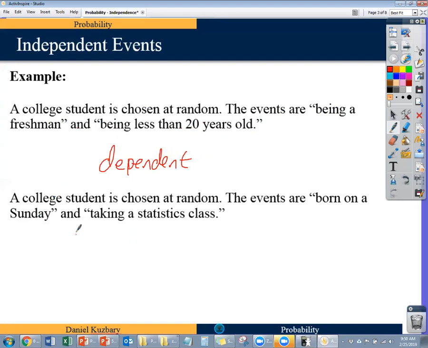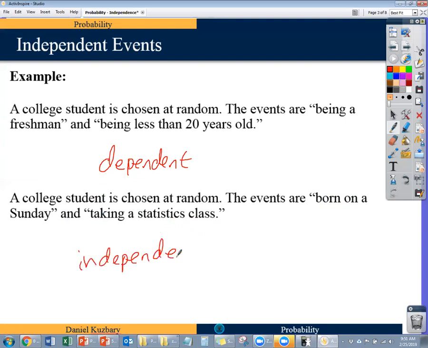Now here's another one. We're picking a college student at random. The two events are the student being born on a Sunday and taking a statistics class. So the question we should ask is, if we know they're in the stats class, does that affect the chance that they were born on Sunday? Well, no, that's ridiculous. If we know that they were born on Sunday, does that affect the chance they're going to be taking a statistics class? No, that's also ridiculous. This is an example of independent events.